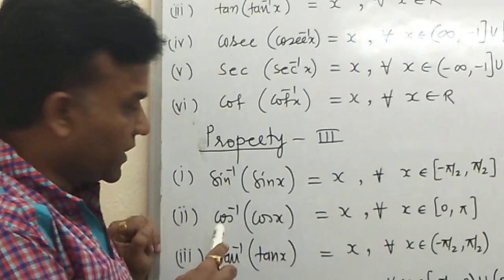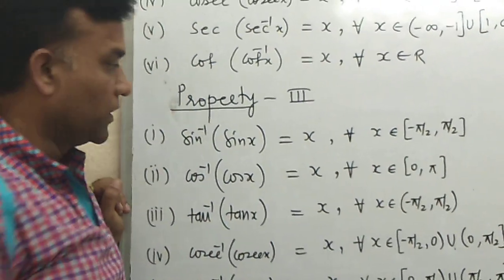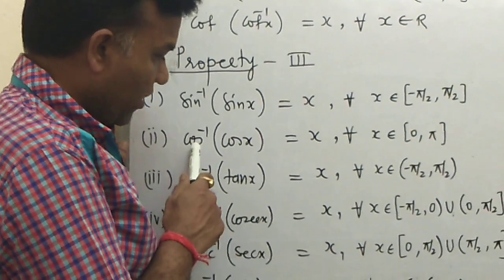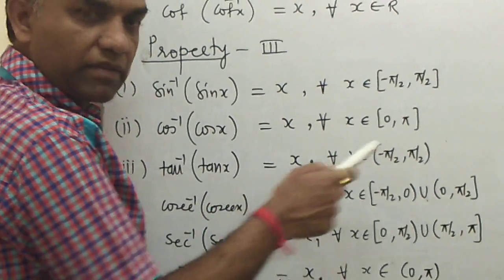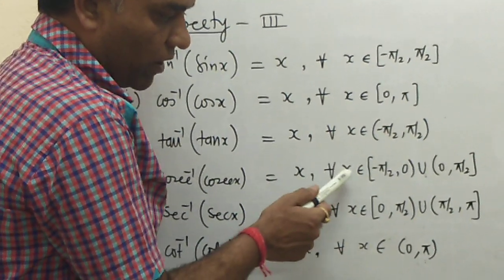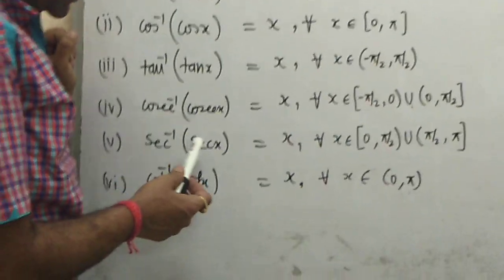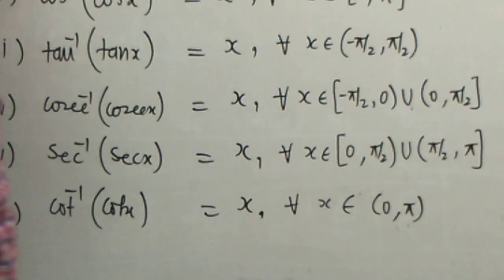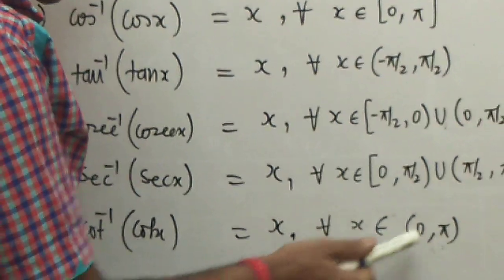Sine inverse of sine x equals x, where x belongs to -π/2 to +π/2. Because the inside function is trigonometrical, its range is -π/2 to +π/2. Similarly, cos inverse of cos x, its range is 0 to pi. Tan inverse of tan x, its range is -π/2 to +π/2. And cosec inverse of cosec x equals x for all x belonging to -π/2 to 0 union 0 to pi/2. Similarly, sec inverse of sec x equals x for all x belonging to 0 to pi/2 union pi/2 to pi, and cot inverse of cot x equals x for all x belonging to 0 to pi.